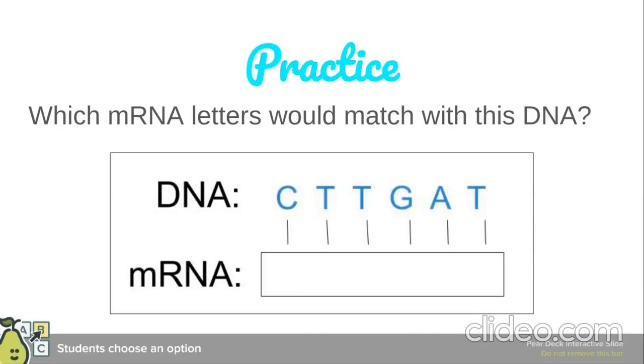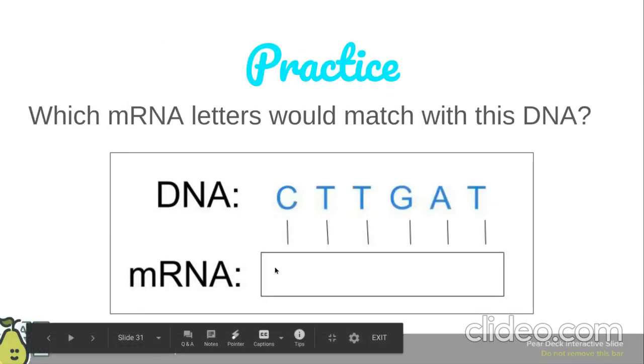So let's check one last thing. Which messenger RNA letters would match with this DNA? Select the correct answer. Good, so C matches with G, T with A, T with A, G with C, A with, normally we'd want to write T, but there's no T's in RNA. So it's a U and then T with A.